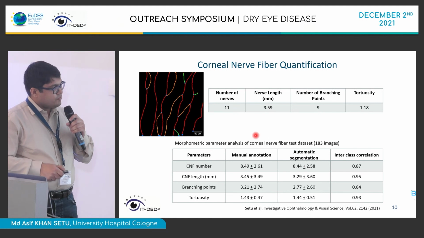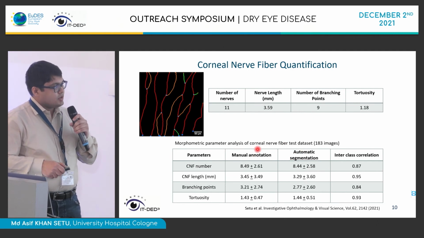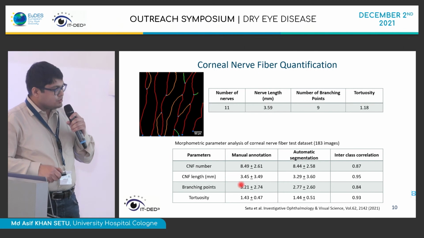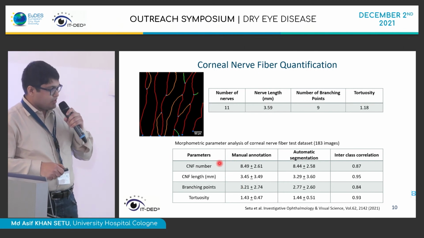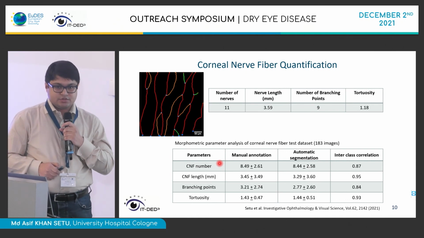And from the correlation of our model's performance on the test data set, you could see that compared to the manual annotation, our model predicted really close in terms of all quantification parameters, like corneal nerve fiber number, length, branching points, and tortuosity.